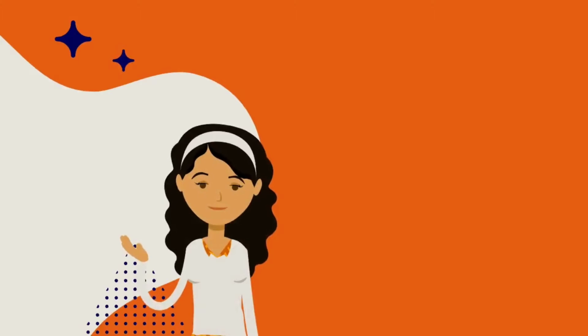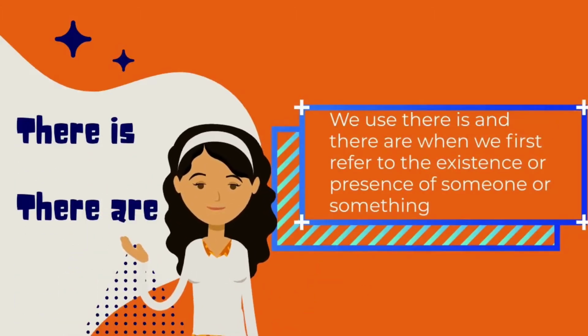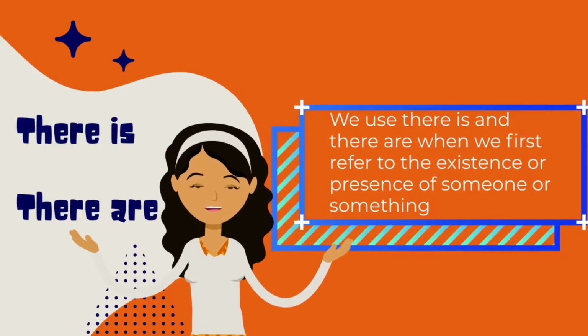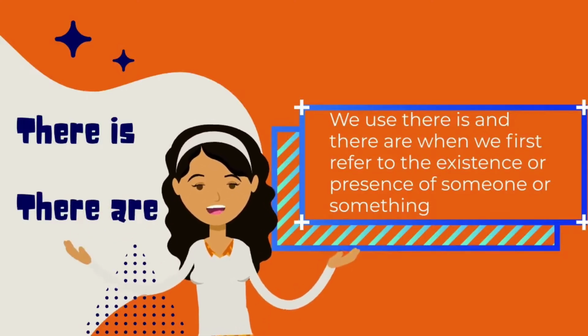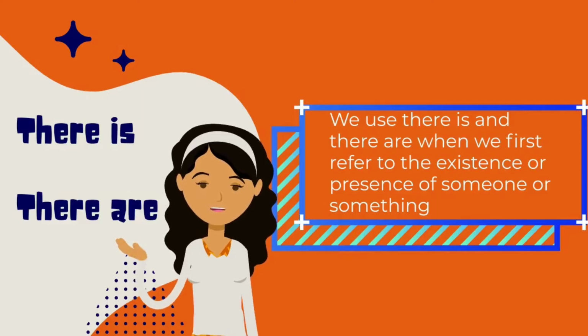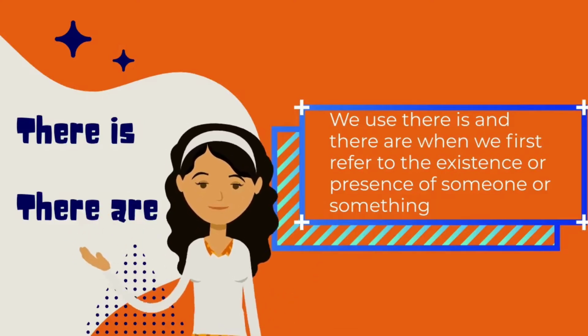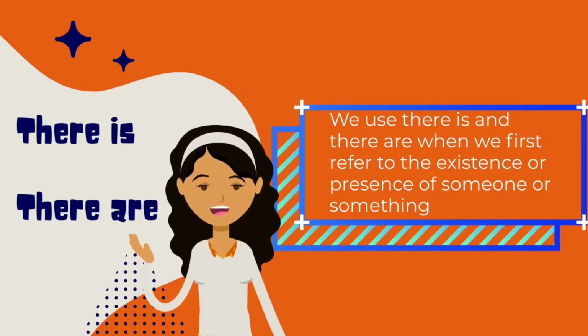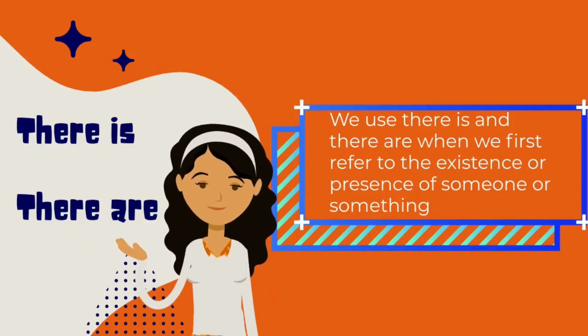We probably know that the choice between is and are depends on a noun. In most sentences, the noun comes before the verb, but in the sentences that begin with there is and there are, the noun appears later. We use there is and there are when we first refer to the existence or presence of someone or something.